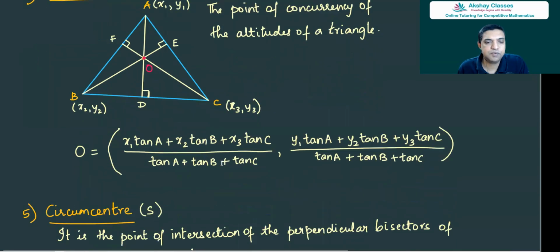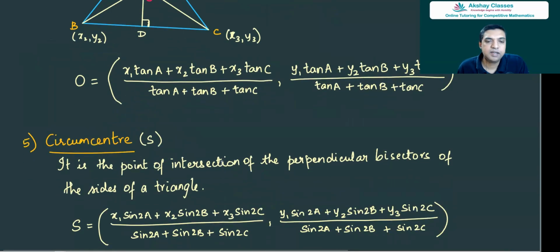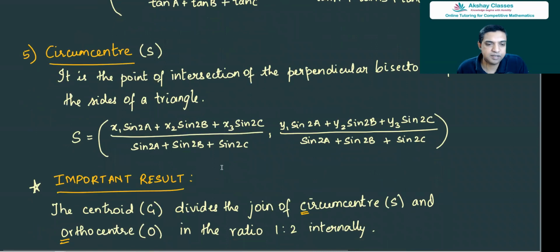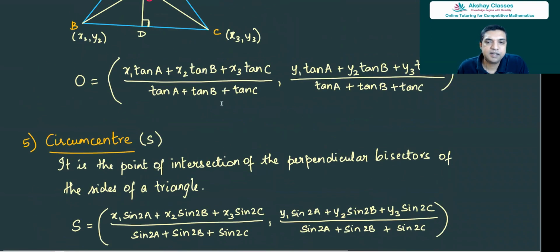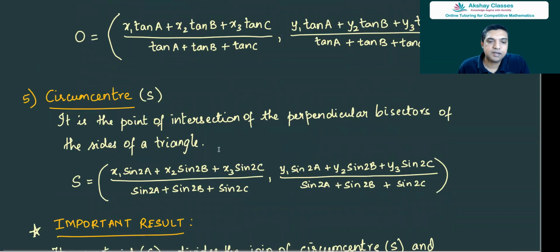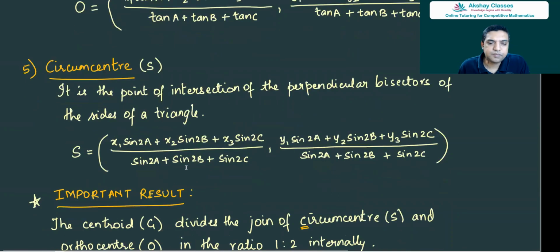Then orthocenter, it is the point of intersection of all the altitudes of a triangle. Point of intersection of all the altitudes of the triangle. Next, circumcenter, it's the point of intersection of the perpendicular bisectors of the sides of a triangle. So now these are the formulae we discussed, which is not in the scope of our derivation right now. When we do properties of triangle, that time we can prove these two.